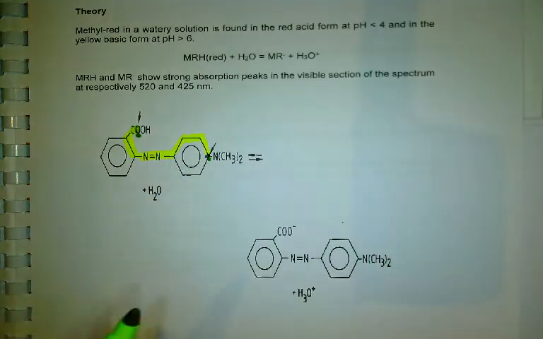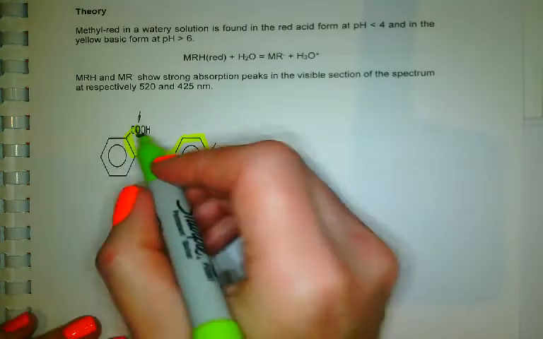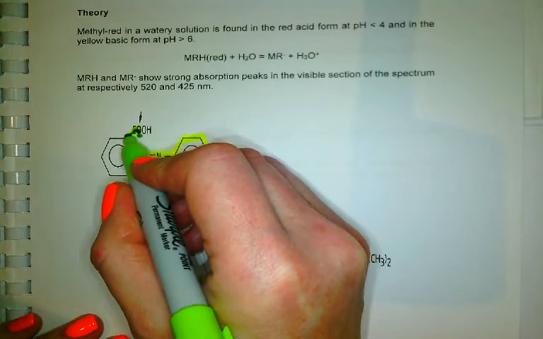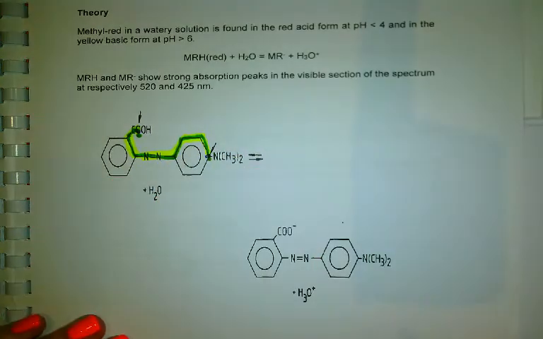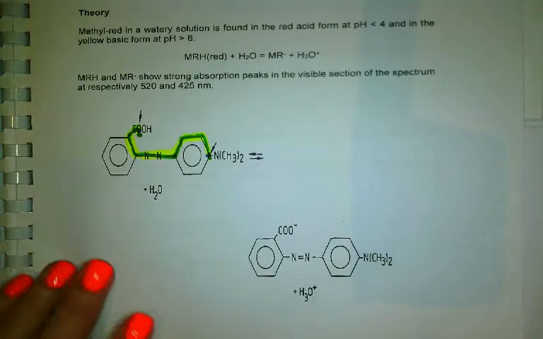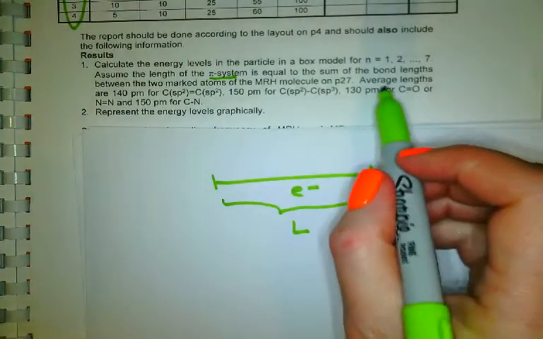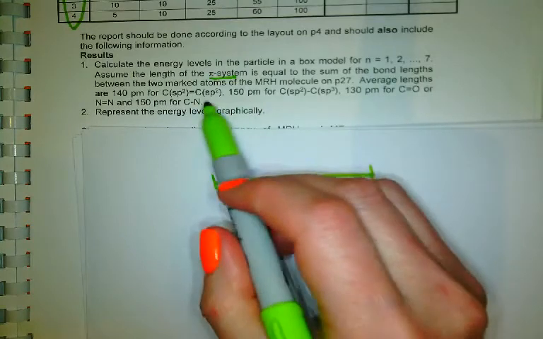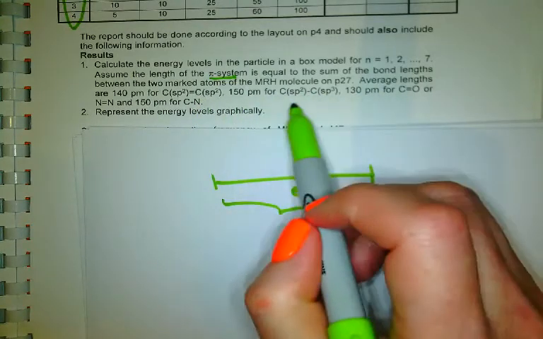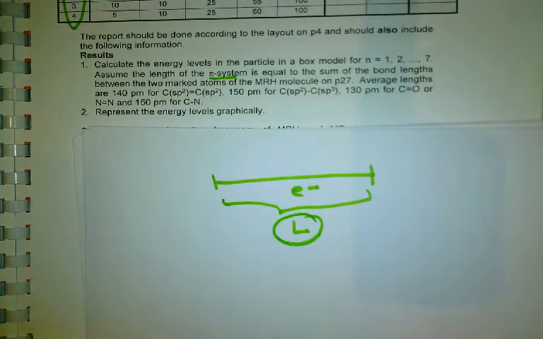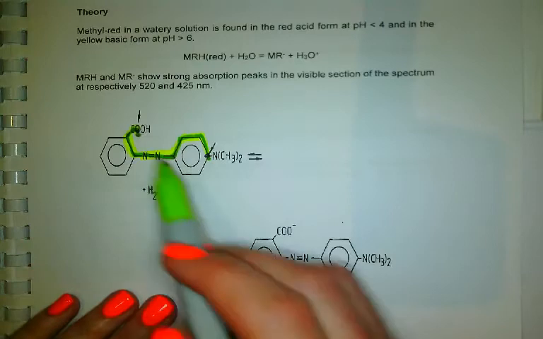So the first atom is this oxygen atom, and the last atom is this carbon atom. The length of the box you consider to be starting at that oxygen atom, along the shortest path until you reach that carbon atom. And then you are given the different bond lengths for the different bonds involved in this molecule. So that is how you get the L value. You can calculate the length of the box in this molecule.